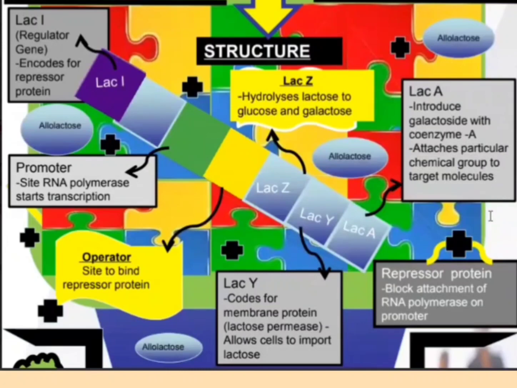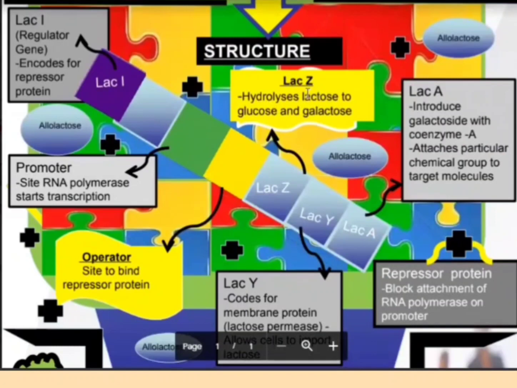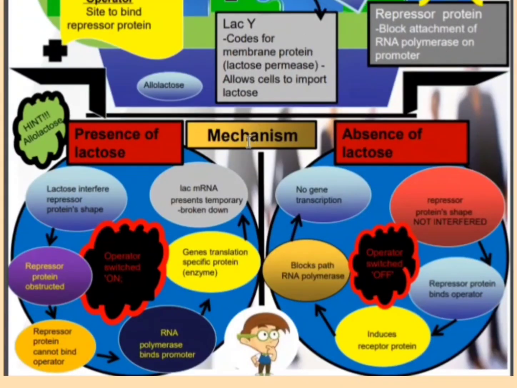Let's not forget that there is always repressor protein, which you can see here, the black one. Repressor protein is used to block attachment of RNA polymerase on the promoter. In this case, there are only two conditions present. First, the presence of lactose. Second, the absence of lactose.